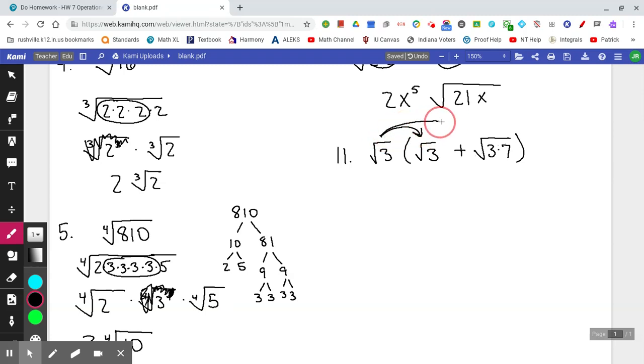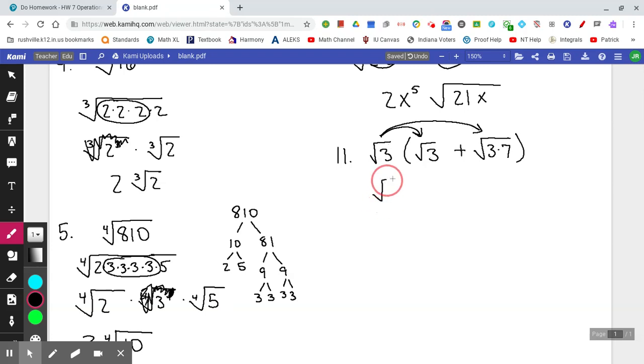So all I can do with this is use my distributive property. And I am allowed to multiply because these are all square roots. Okay, so they don't have to have the same values underneath the radicals to multiply. They just have to have the same index. But in order to add or subtract, they have to have the same index as well as the same value underneath the radicals.